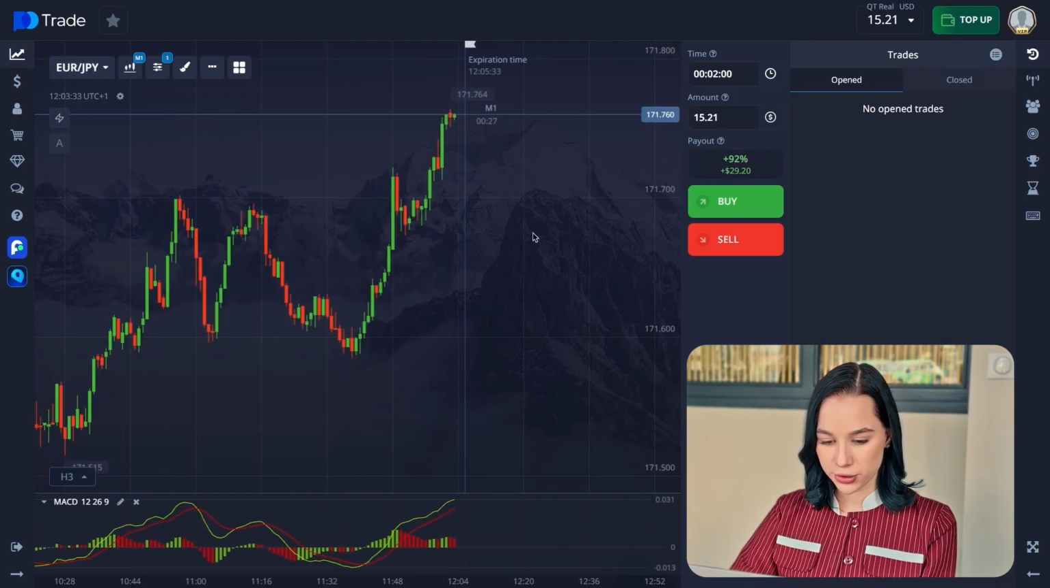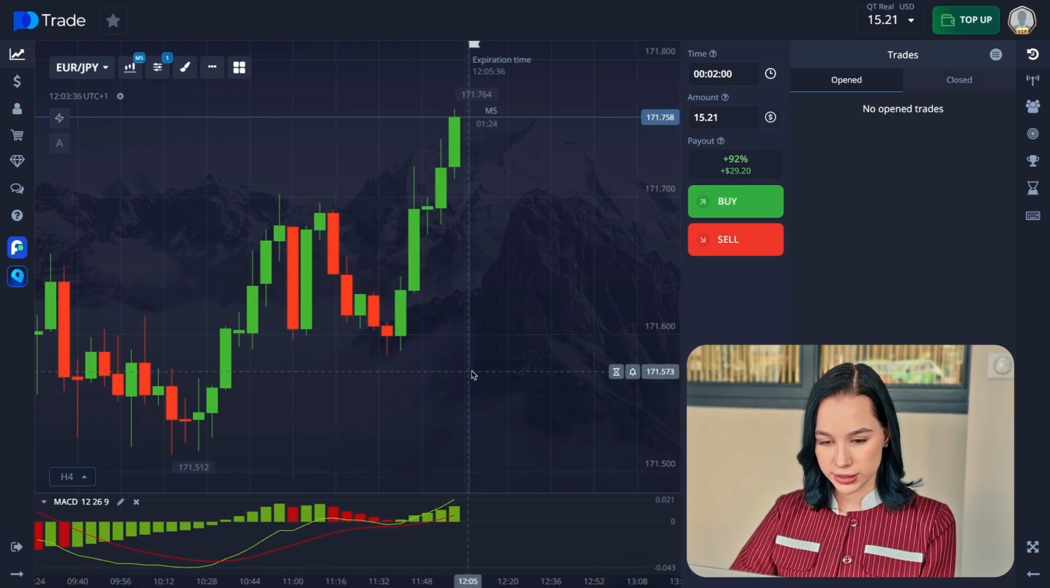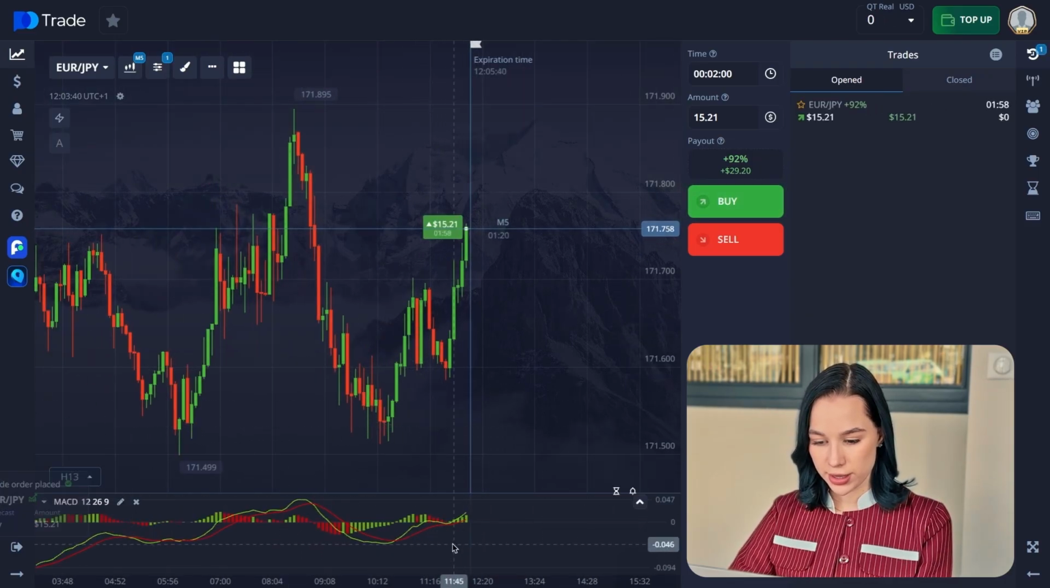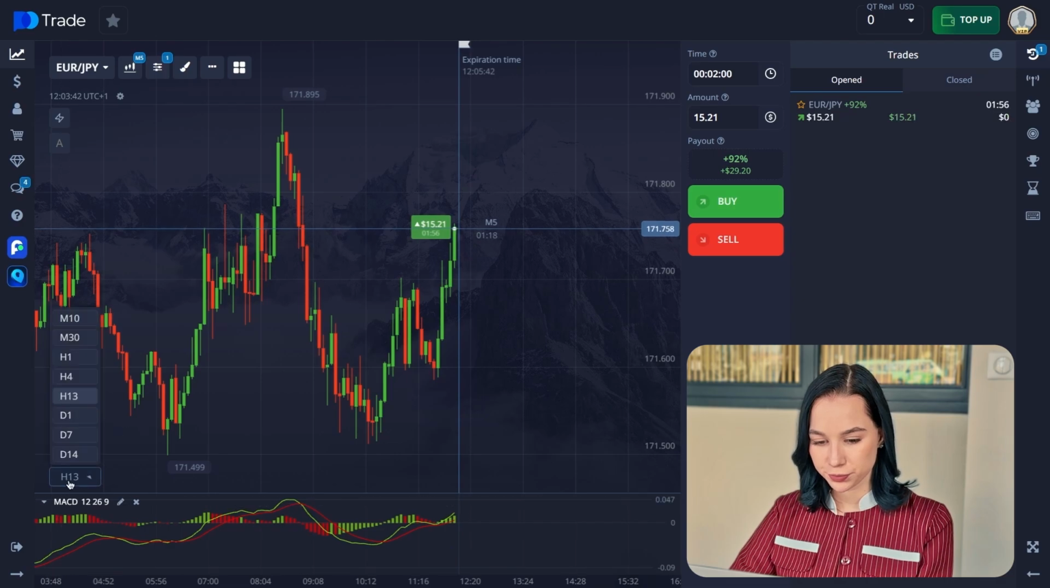Yeah, here's also a pretty good upward trend. We can see it on the M5 as well. We open here a buy trade for 2 minutes. So yeah, we can see on the MACD, our pin bars are above the zero level.